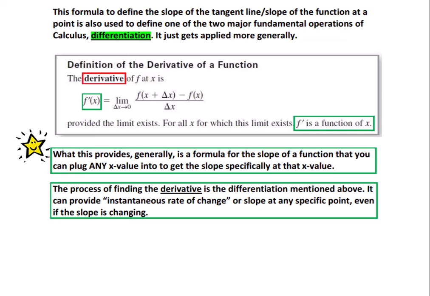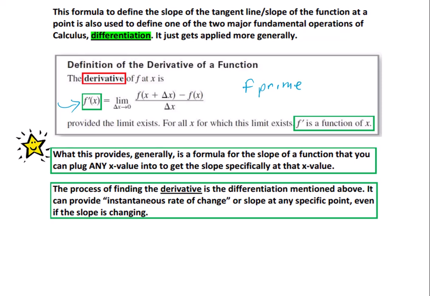Now I'm trying to put definition kind of things in red, so I've got a red box around derivative. But notice in the green box, it's got f with an apostrophe x. Well, it's not an apostrophe. That notation is called f prime. That's what that thing in the green box right here is. F prime, which stands for the derivative of f at x.